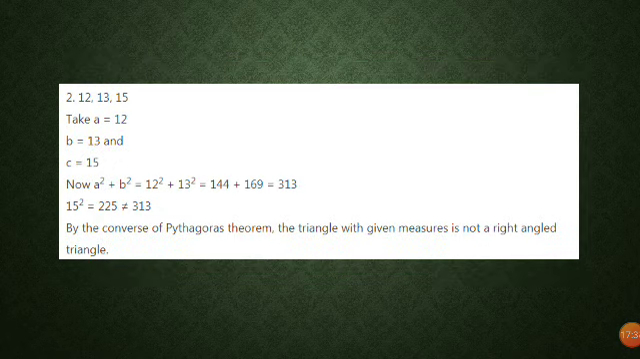12, 13, 15. A equal to 12, B equal to 13 and C equal to 15. A square plus B square, 12 square plus 13 square. 12 square 144, 13 square 169. So equal to 313. 15 square 225. Not equal to 313. It is not a right angle triangle. Did you understand?